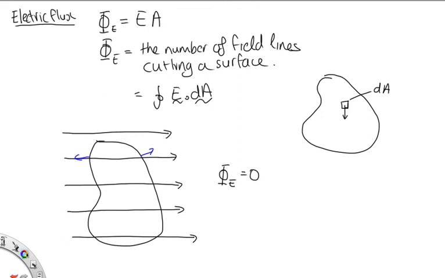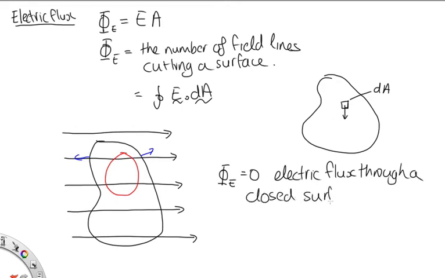So it doesn't actually matter how we draw a closed surface in a constant electric field, we'll always have the same number of lines entering the surface as leaving it. So the electric flux is always going to be zero. So the electric flux through a closed surface in a constant electric field is always zero.